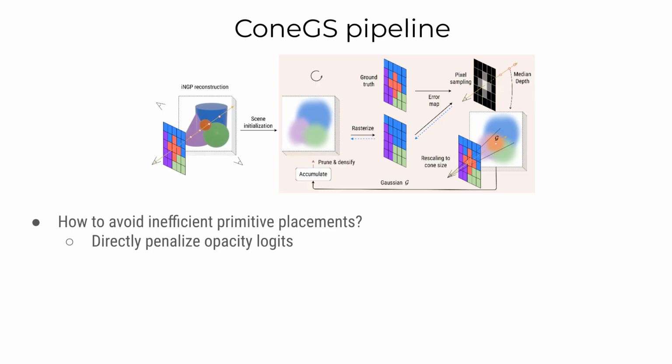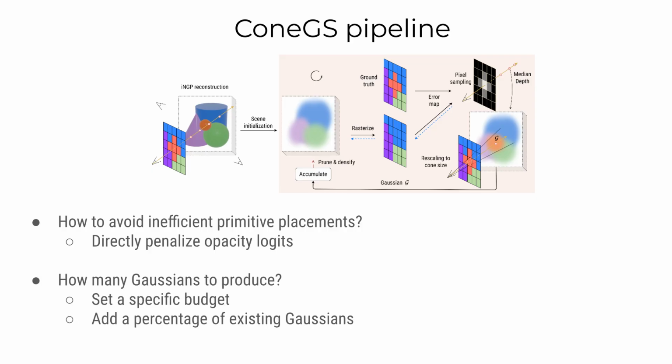To prevent inefficient placement of primitives, we directly penalize the opacity logits, applying steady pressure to retain only the most important Gaussians. We must also determine how many Gaussians to generate. This can be done either by using a predefined primitive budget, which offers explicit control over scene complexity, or by basing the number on the Gaussians already present in the scene, thus balancing the number of primitives removed with those added.